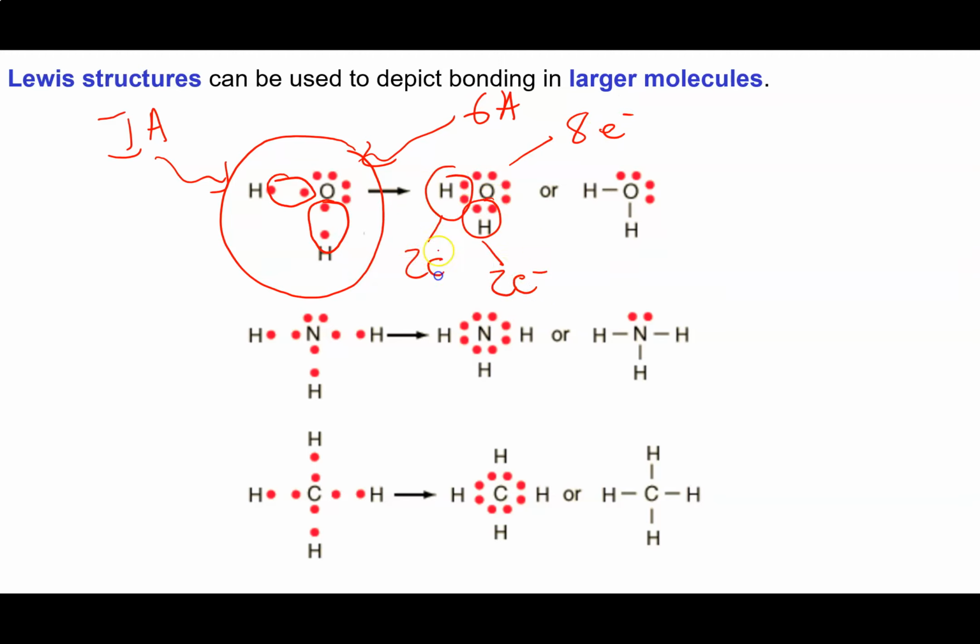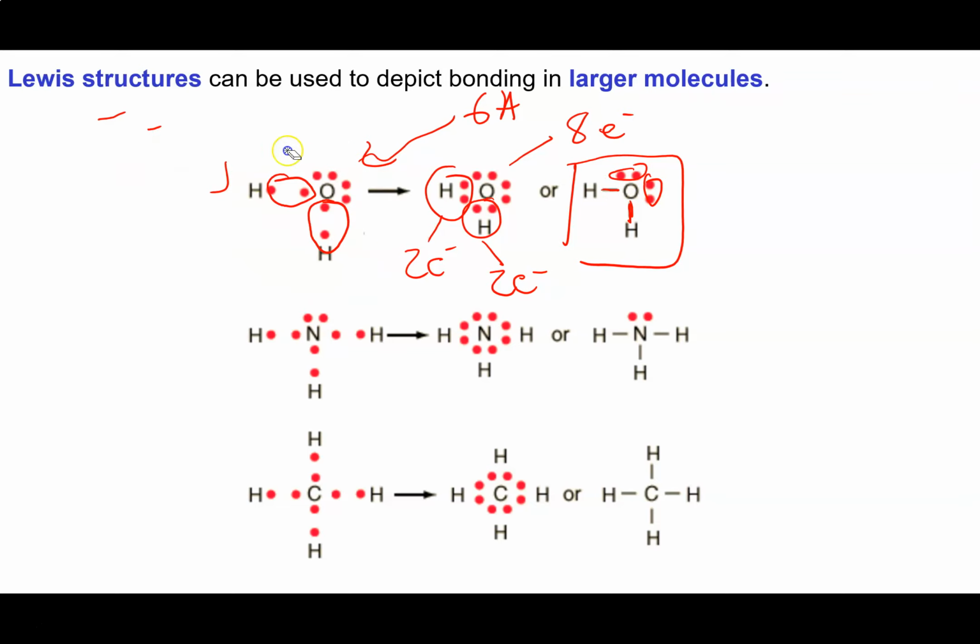Again, to distinguish the bonding from the non-bonding, for every pair of bonding electrons, I'm going to replace that with a line, so we end up with a more familiar diagram for the water molecule. So we can see 2 electrons between each hydrogen and the oxygen atom, and then the oxygen atom has 2 lone pairs on it.